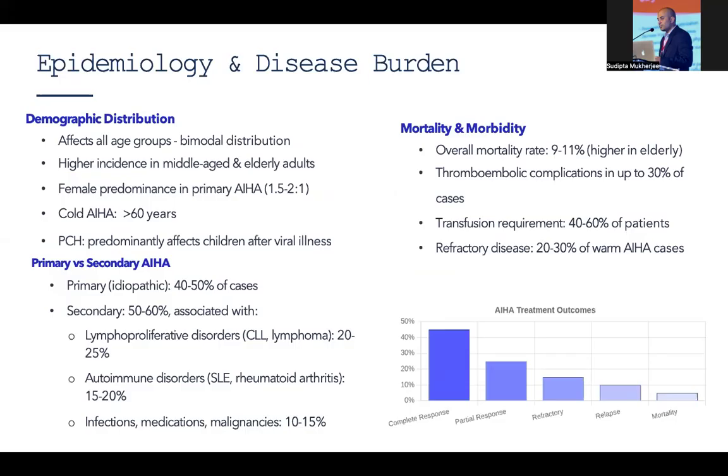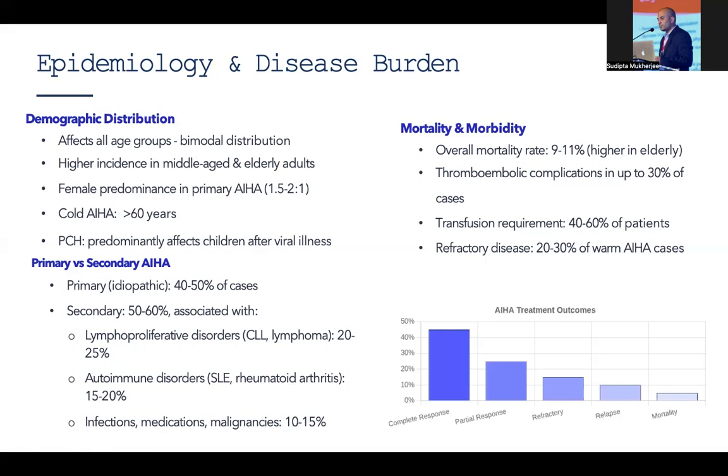In terms of demographic distribution, I already mentioned there is a higher incidence in the middle-aged and elderly population, but it still shows a bimodal distribution. In adults, it is mostly warm antibody type, and the cold type and paroxysmal cold hemoglobinuria are more common in children. Females are more predominantly affected, by nearly 2 times compared to males. And paroxysmal cold hemoglobinuria usually happens in children after a viral illness.